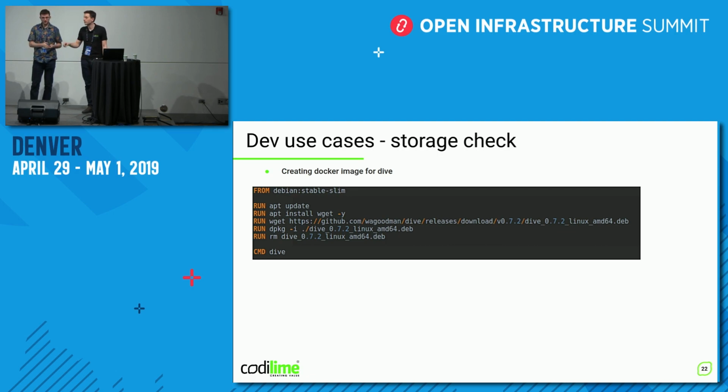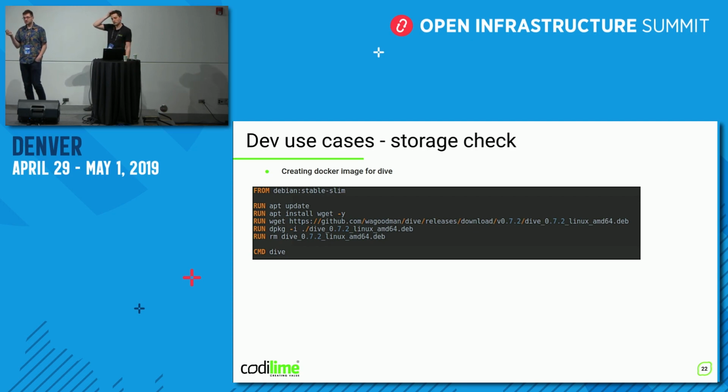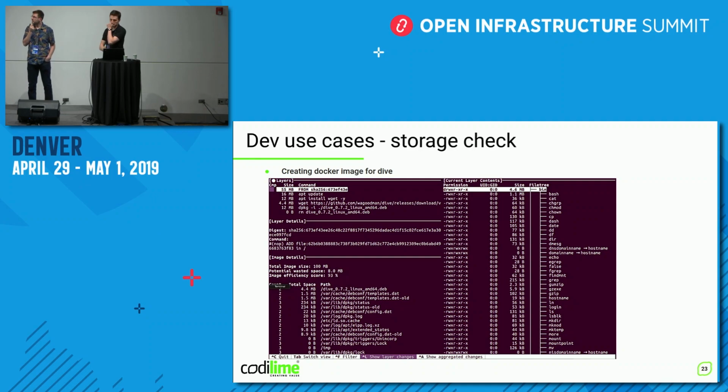Okay, we have the first example, and we thought that the best example is using Dive. We will be creating the Docker image with Dive inside. So we prepare a Dockerfile with this slim dev OS, and of course we update. We download a dependency, then we download the package for Debian, and we install it, and then we remove it.